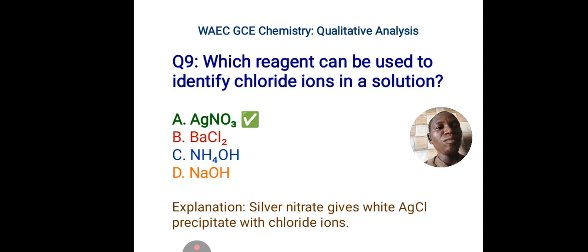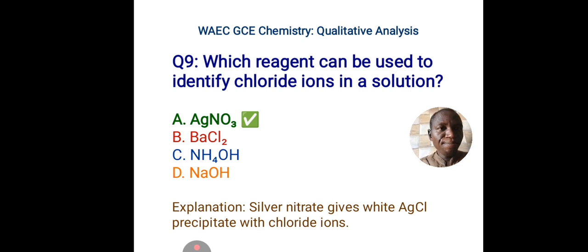Let's go. The next question says, which reagent can be used to identify chloride ions in a solution? If you want to identify chloride ions in a solution, which of these do you use? The correct answer is silver nitrate. It gives a white precipitate with chloride ions, so that silver chloride is formed. It's a displacement reaction. I hope you get this too.